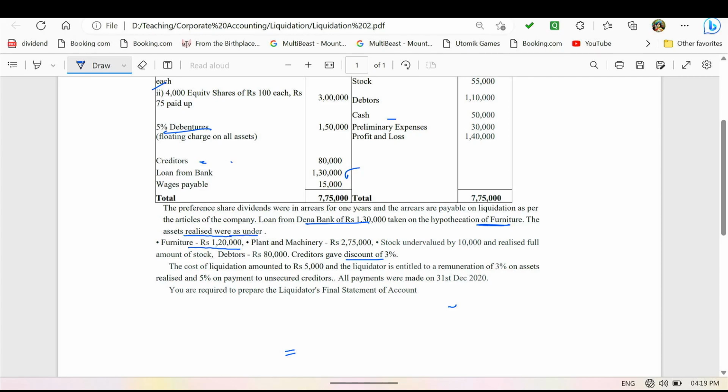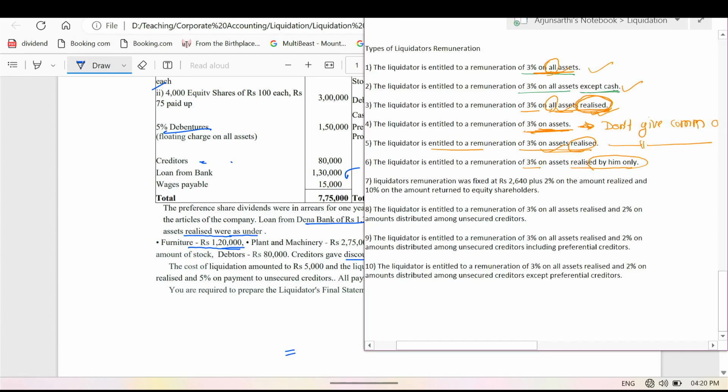Who has realized it? Nothing has been said, right? So who should get the commission? Yes, the bank should get it. We do not give commission to the bank, so the liquidator should not get it, say so. In this case the liquidator will not get commission on 1,20,000 rupees. On that furniture he will not get. Why will he not get? Because they have said here he will get on assets realized by him only.